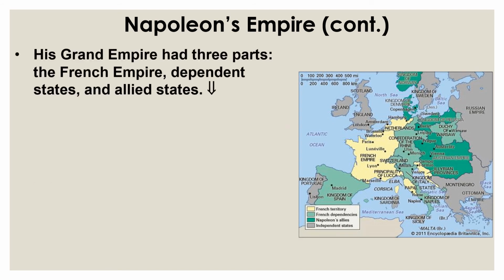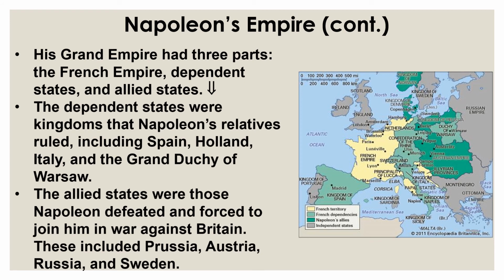His grand empire basically had three parts to it: the French Empire itself, dependent states, and allied states. Now, the words dependent states and allied states are not what you might think they mean, okay? The dependent states were basically kingdoms that Napoleon's relatives ruled. In other words, as he conquered these kingdoms, he placed members of his own family on the thrones in those territories. So they were now subservient to him because he controlled them, okay?